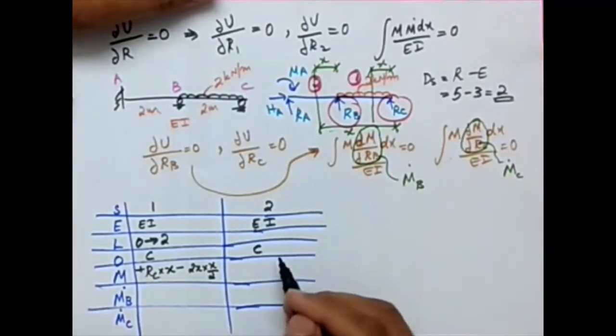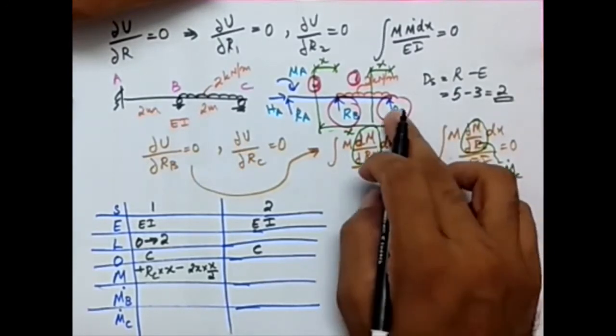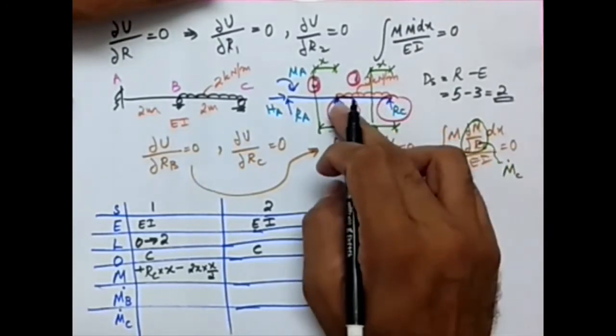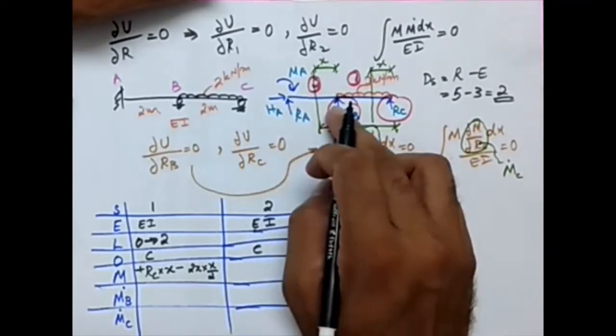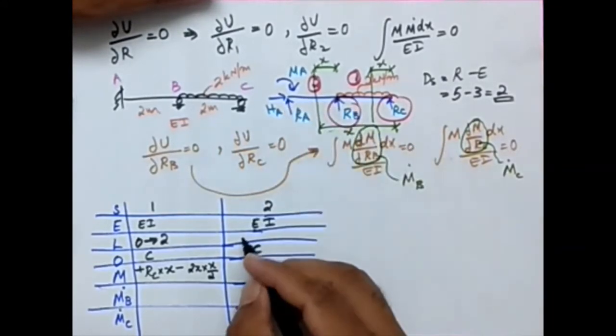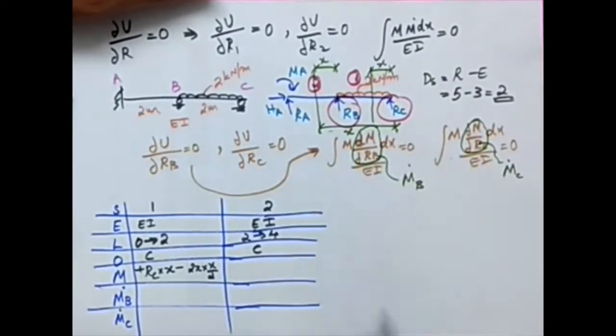If I'm taking C itself, what will be the limit? So C is the origin. So this is 0, this is 2, this is 4. So segment 2 is from 2 to 4. And what about the expression for bending moment?